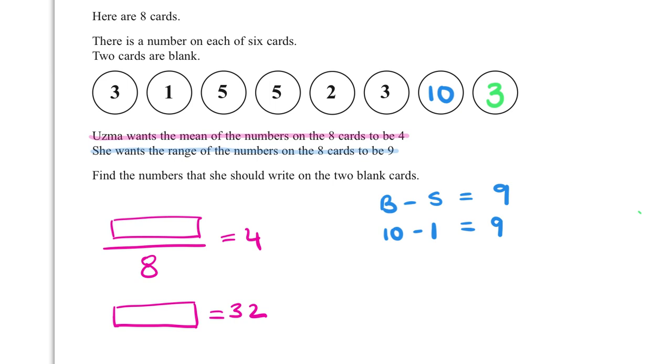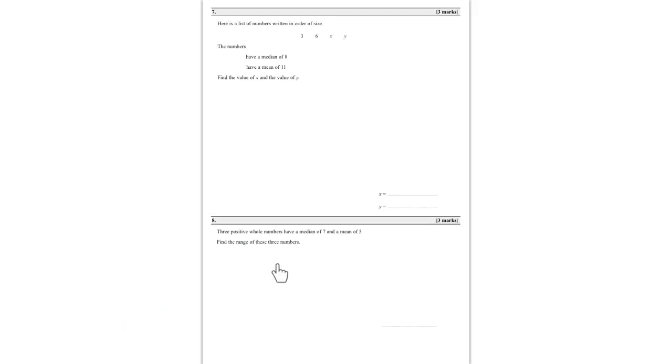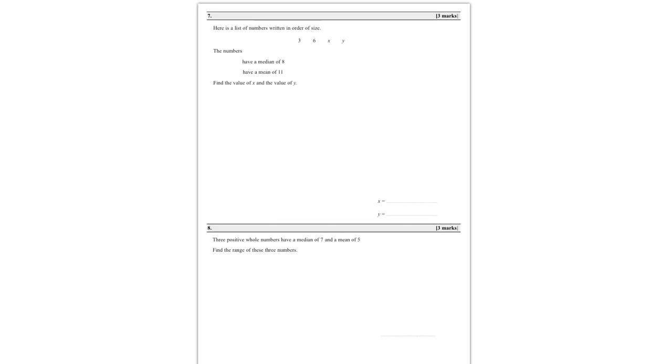However, we could be a bit creative if we wanted to. It doesn't say our numbers have to be positive. We could put a negative number here, okay? If anyone used different numbers, that's completely fine. But 10 and 3 would also give us the answer. Okay, question 7. Let's have a look at question 7.